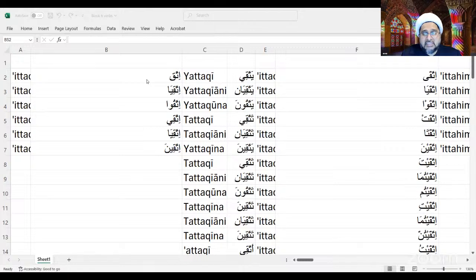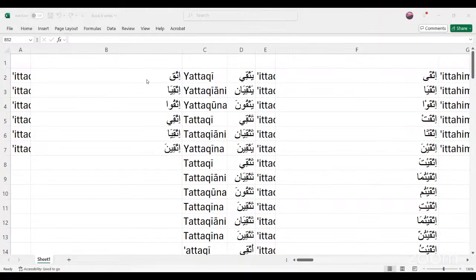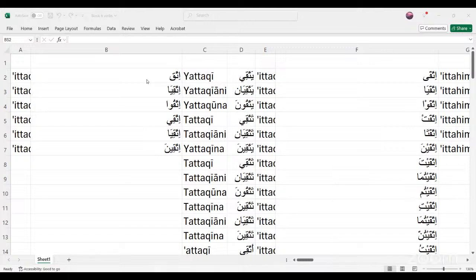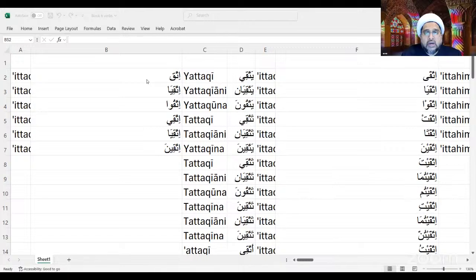Waqa is past tense, he protected. Present tense is yaqi, ya, qaf, ya. So when you're making the command, you drop the ta from the beginning, drop the ya, and you're left with ki. Exactly: ki, kiya, ku, ki, kiya, qina.